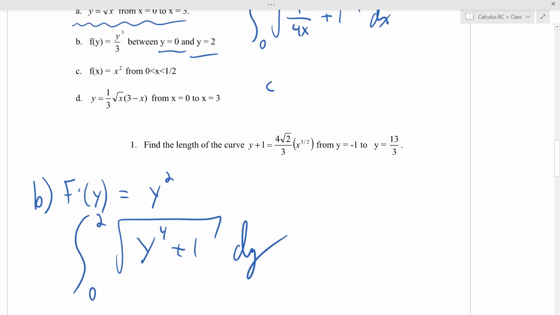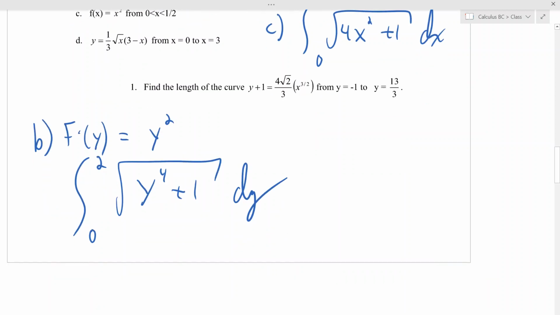Part C, I'm going to do right here. We need to derive it, which is 2x. We need to square it. That's going to be 4x squared. We're going to add 1. We're going to put it in a square root times dx. And we're going to integrate that from 0 to 1/2. Okie dokie.